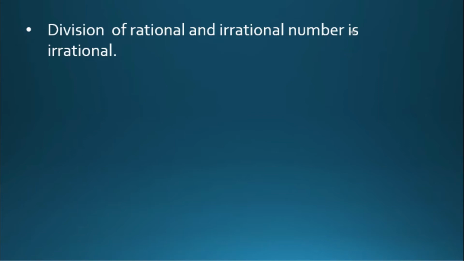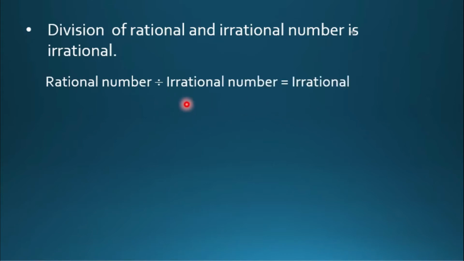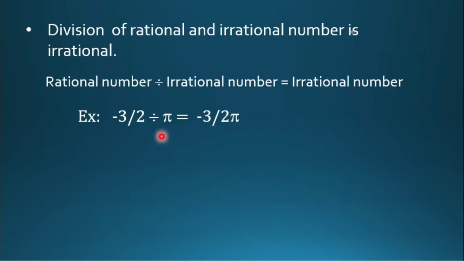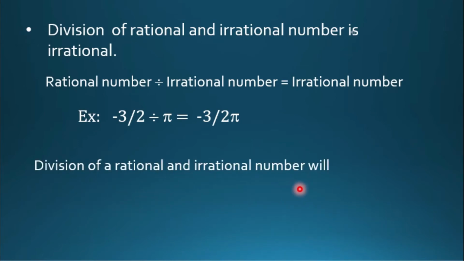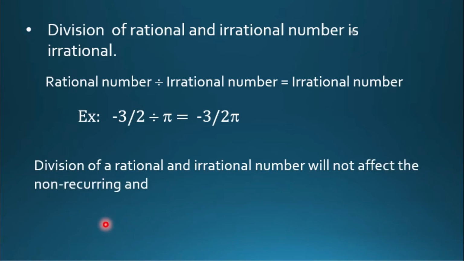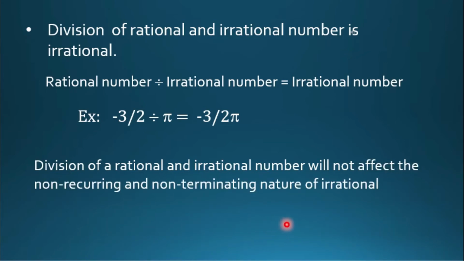Division of a rational and an irrational number is irrational. A rational number divided by an irrational number is equal to an irrational number. For example, minus 3 by 2 divided by pi is equal to minus 3 divided by 2 pi. Division of a rational and irrational number will not affect the non-recurring and non-terminating nature of the irrational. Thus, the result is an irrational number.